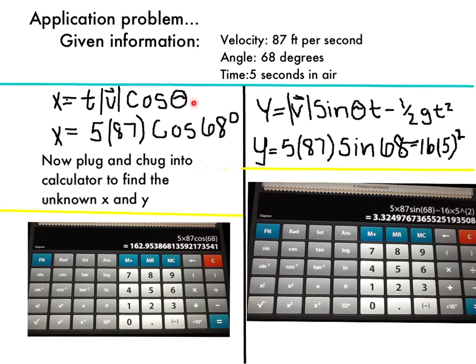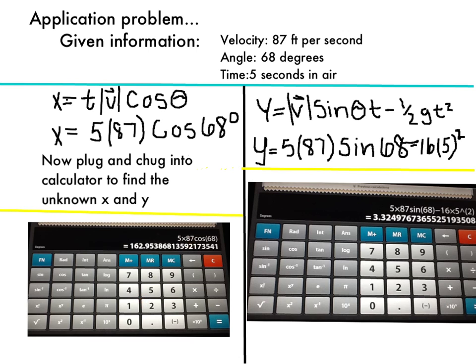So 5 seconds in the air will go in for time, 68 degrees will go in for theta, and 87 for velocity. Same goes for y. We take 5 seconds for time, 87 for velocity, and then 68 degrees. The only thing different for the vertical equation is taking 32 divided by 2, remember 32 is gravity, so you get 16. Then we take the time and square it, so 5 squared.